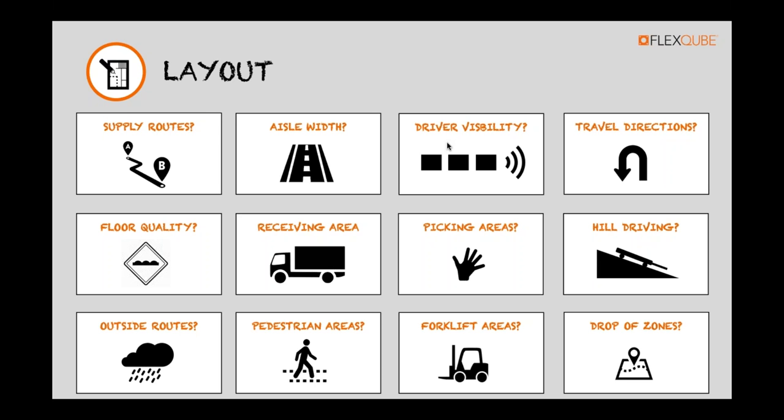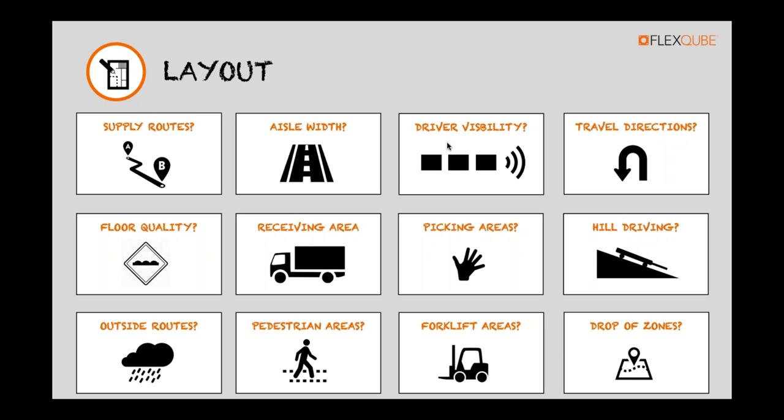We also have the width of the aisle. Forklift free is good from that perspective, in that it enables you to make narrower aisles. So that is good, but it's also important to not make it too narrow, because that will also be a risk factor when there is a really small distance between the moving vehicle and the surroundings.